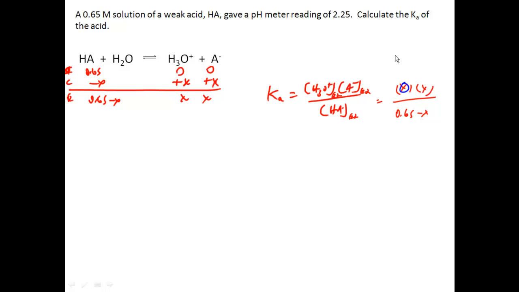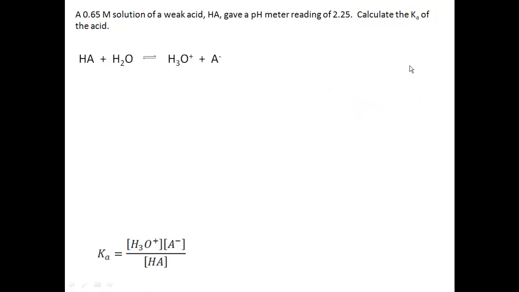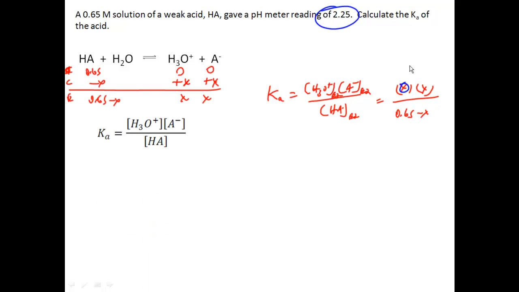Well, in this problem, is there any way I can figure out what concentration of hydronium is at equilibrium? Yes, I can, because of the pH. When I know the pH, that tells me my concentration of hydronium at equilibrium. So if I know that, then I can plug these in and get to my correct answer. So we know Ka is equal to the concentration of hydronium times the concentration of A minus divided by the concentration of HA, all these being equilibrium values.